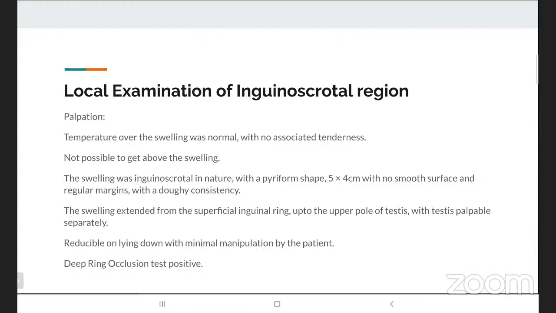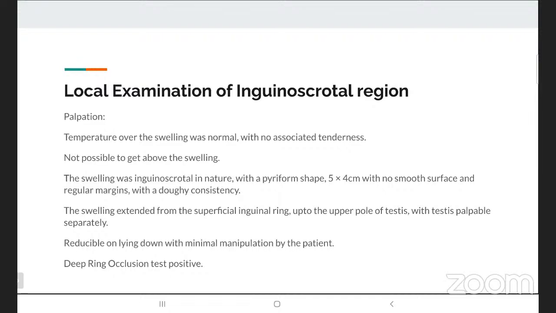Zieman's technique test you have not done. Why? Is it intentional? Zieman's test is now obsolete, sir. No one says it is obsolete. It is usually not performed in clinical examination. If you say every test is obsolete, then the deep ring occlusion test is also obsolete. You can do an ultrasound and make it.